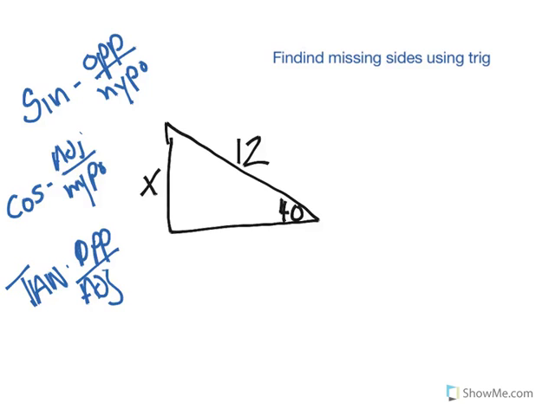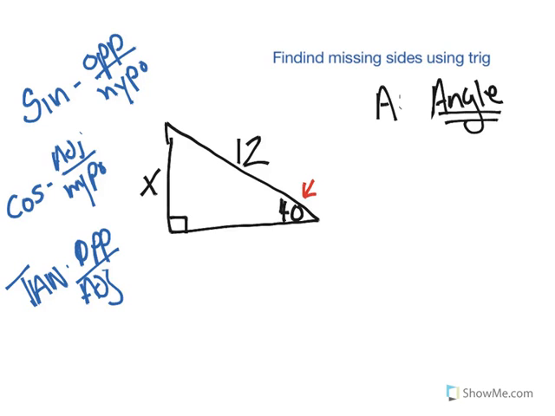Alright, so let's show you examples of using trig to find missing sides. We're going to be working with right triangles, so I'll go ahead and put a right angle in here. And the first thing we do is focus on whatever angle we're working with. So we're going to work with that 40 right here.